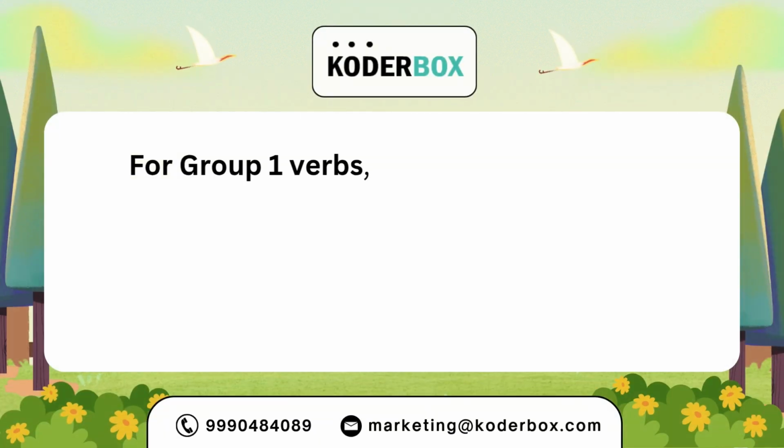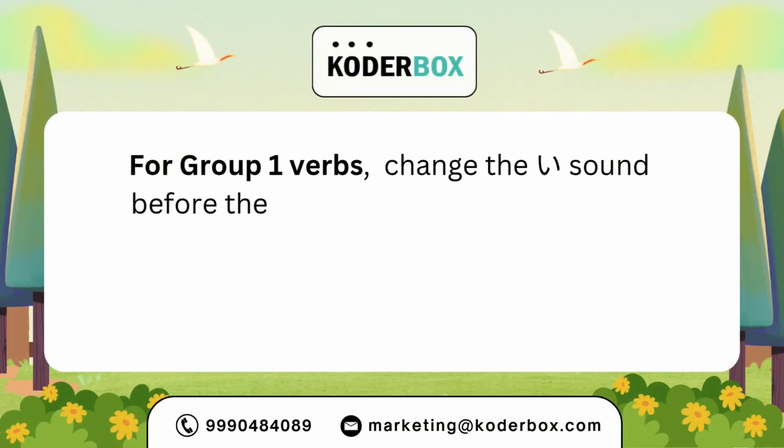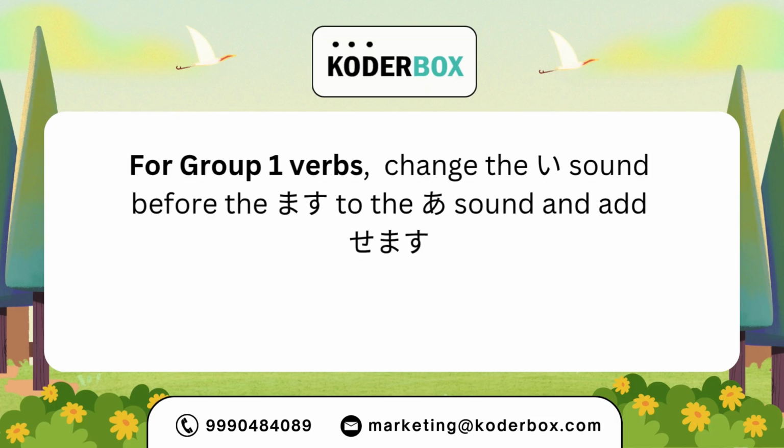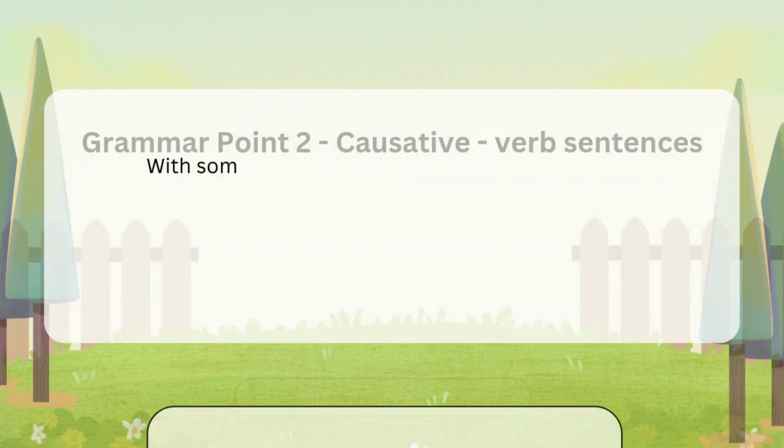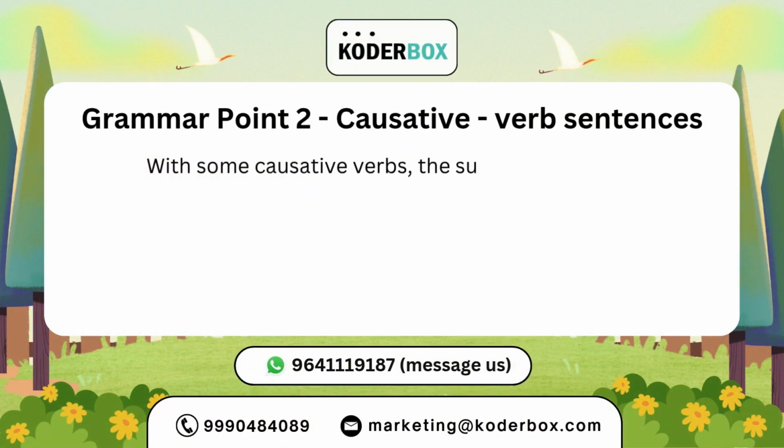For group 1 verbs, change the i sound before the masu to the a sound and add semasu. For group 2 verbs, drop the masu and add sasemasu. Grammar point 2: Causative verb sentences.